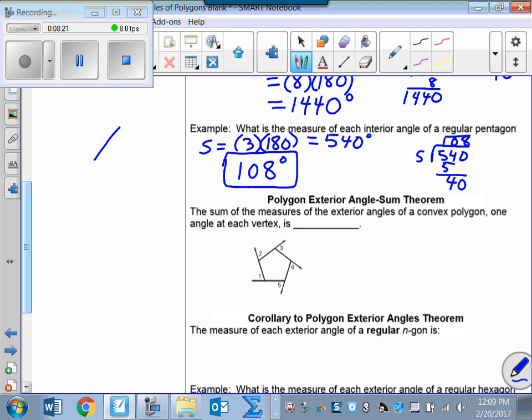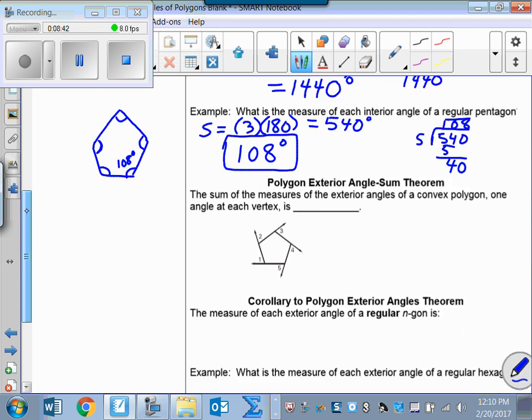And if you think about that, what I'm talking about here are each one of these angles, and I can see clearly that it's larger than 90 degrees. So each one of these here is going to be 108 degrees.